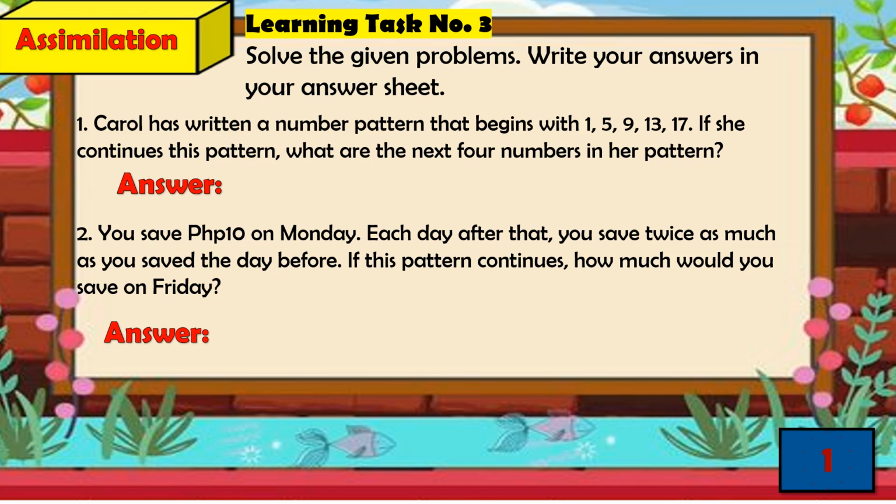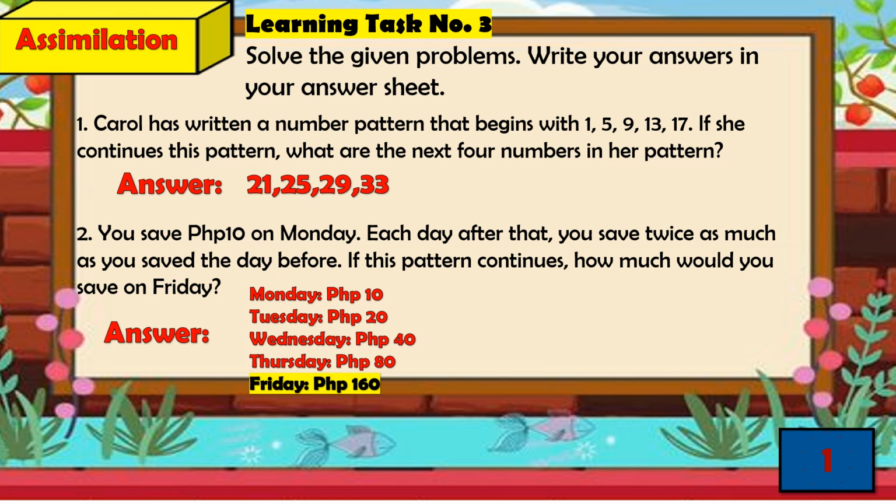Okay, so let us now answer number 1. Okay, so we have the pattern 1, 5, 9, 13, and 17. So what will be the answer for that? What are the next numbers in this pattern? So we have 21, 25, 29, and 33. So what is the pattern? Add 4.